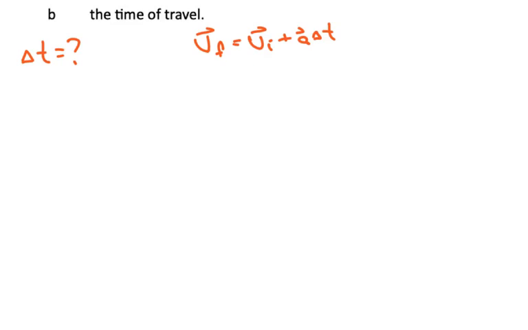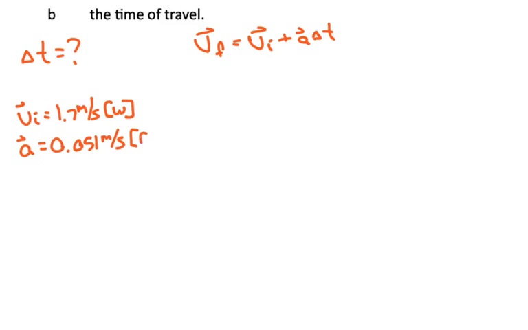Before we get there, though, I am just going to recap. VI, which we solved for, was 1.7 meters per second to the west. VF is 0. A was 0.051 meters per second to the east. Sorry, meters per second squared.